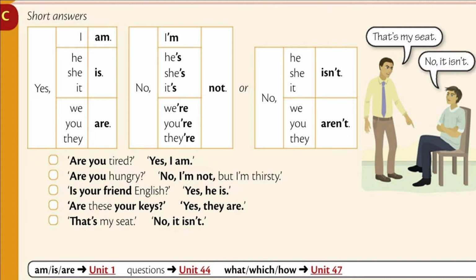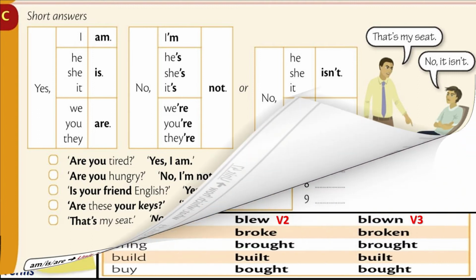Is your friend English? Yes, he is. Are these your keys? Yes, they are. That's my seat. No, it isn't. Now, this is exercises time.